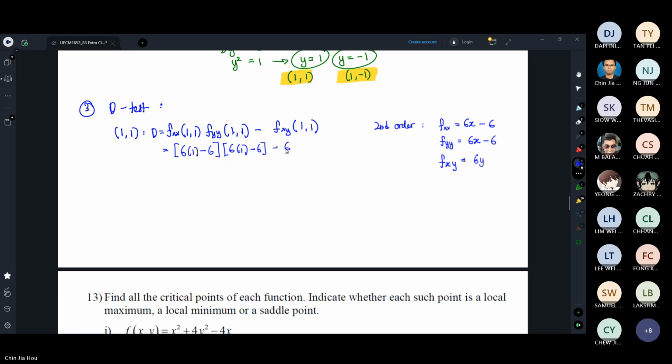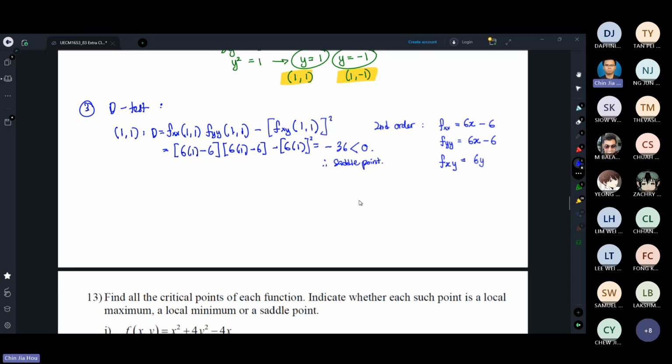Fxy. Then you get minus 6, sorry, this one should be squared. You get minus 36, which is less than 0. So, saddle point.